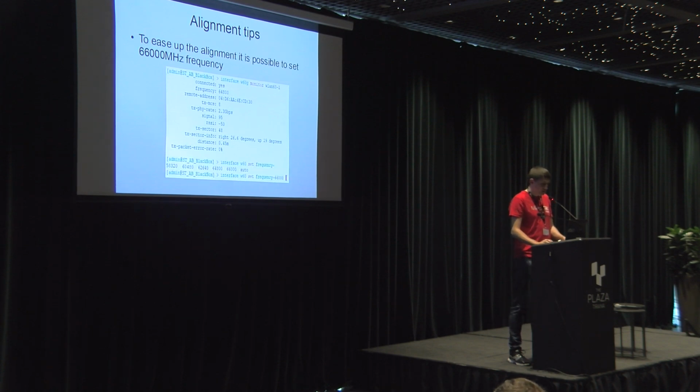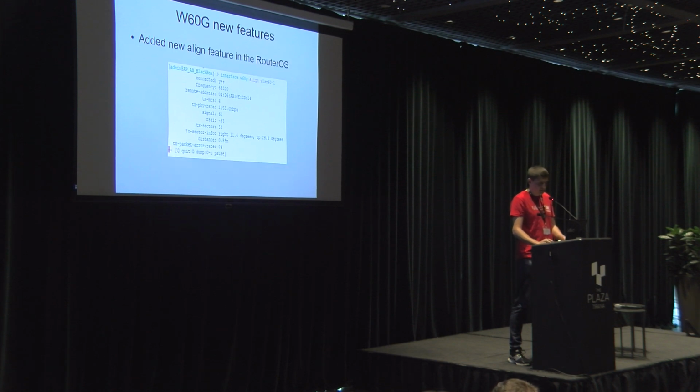Also, there are some alignment tips. If you are installing the link in rainy conditions, you can achieve better antenna gain if you use 66 GHz frequency, because if you use 66 GHz frequency instead of 60, you can get an additional 50 dBm for 4 kilometers to get better RSSI signal levels. Here we can see the new align feature when it is implemented in RouterOS.